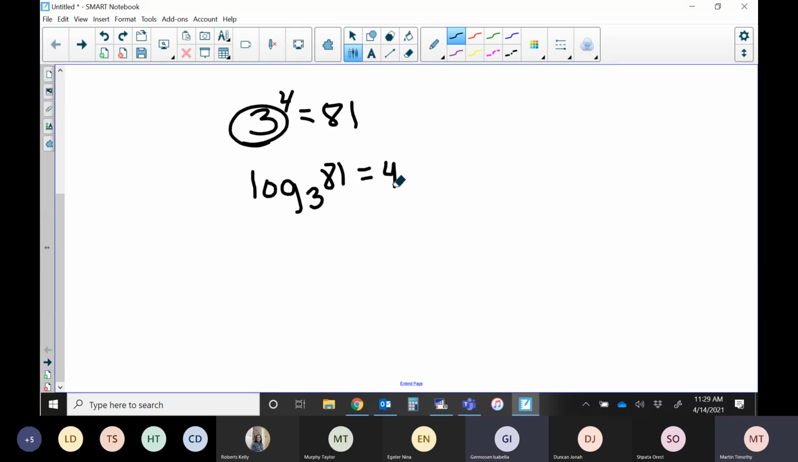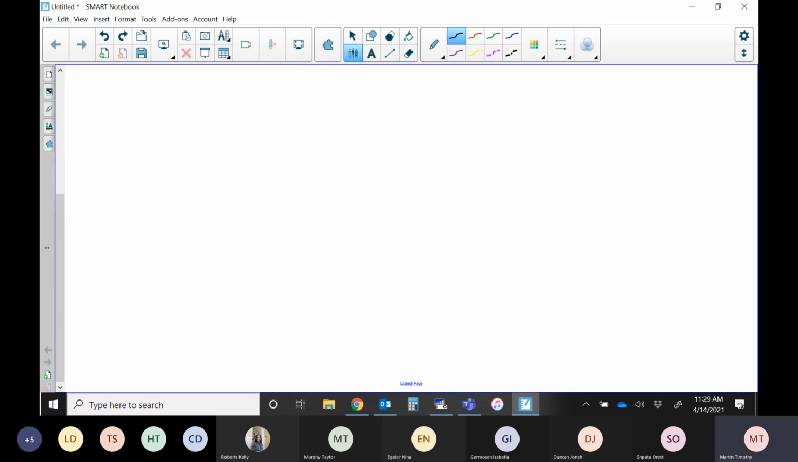Boris, does that make sense? Yes. Go ahead and give me a thumbs up if that makes sense. I need everyone to know this. This is so important for us moving on when we go to the next sections. You got to be able to change back and forth between these two forms. All right, try again with this one.